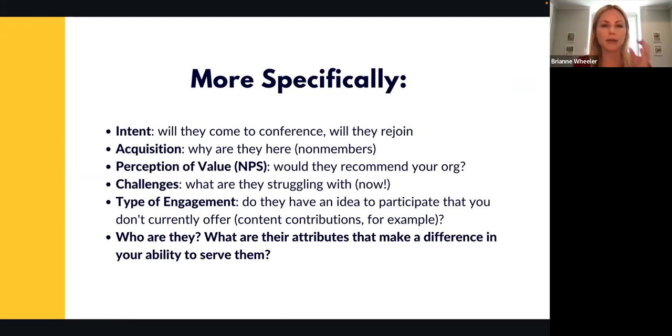Also, type of engagement. Do they have some kind of idea that you're not offering, right? It's fine to deliver value based on your current member benefits and programs, but is there something else that they could really benefit from that could make the difference in making them a long-term member for you? Generally speaking, it's really a question of who are they and what are their attributes that are going to make a difference in you being able to serve them?